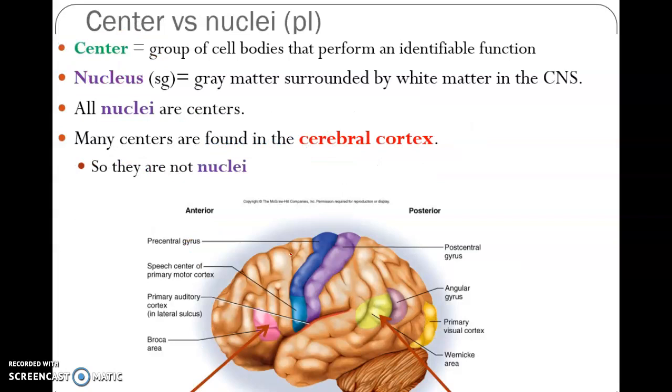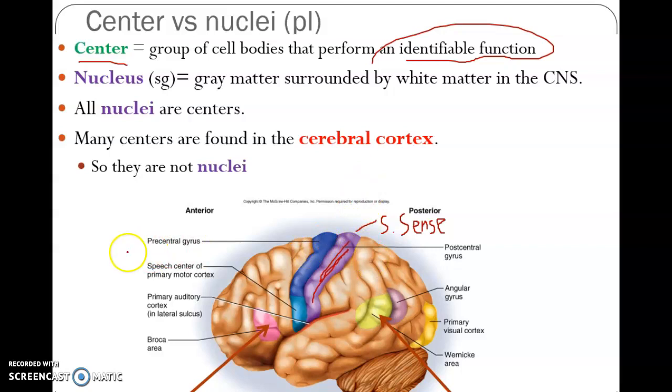So, students get confused all the time. What is a center? What is a nucleus? A center is a group of cell bodies that perform an identifiable function. So this right here, this is the post-central gyrus, right? Remember, the gyruses are the raised regions. And the center is somatic sensory. So this is your general sense from all of your body.